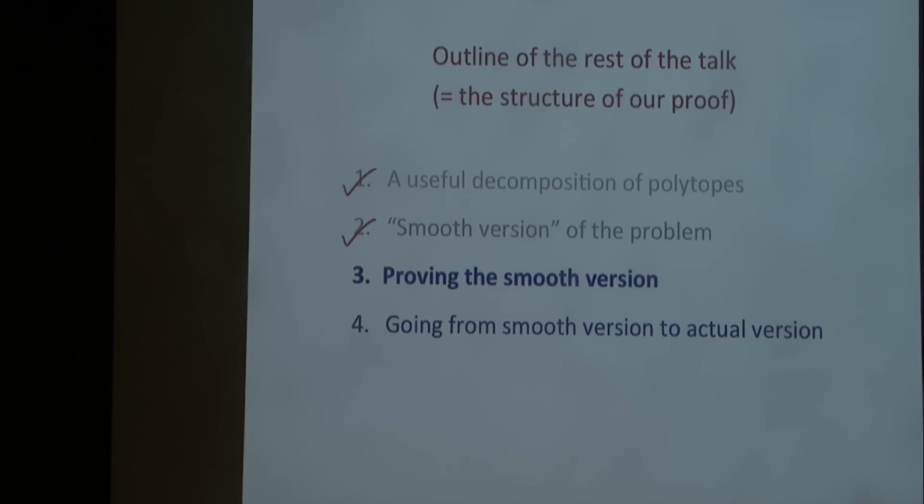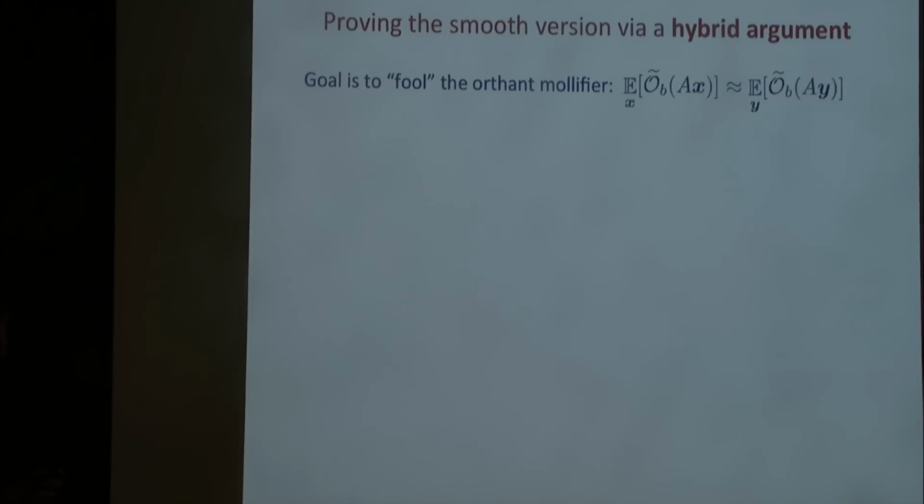So let me go slowly. It's not going to take too long. My actual goal is to fool the orthant, but we're going to fool O tilde. In your mind, think of O tilde as something that looks like O, basically. The fact that we can take derivatives is important, but maybe in your mind, just imagine O tilde as an orthant.